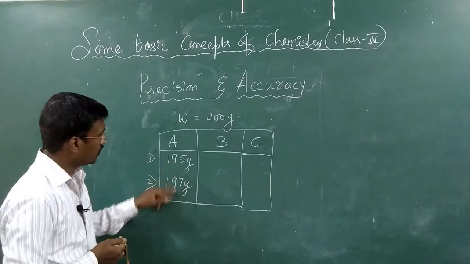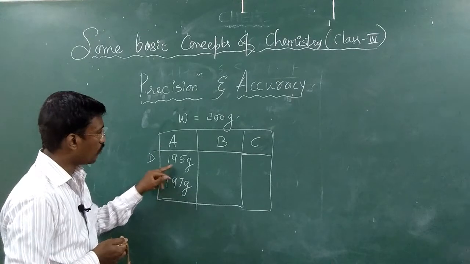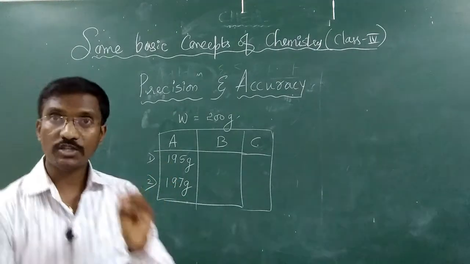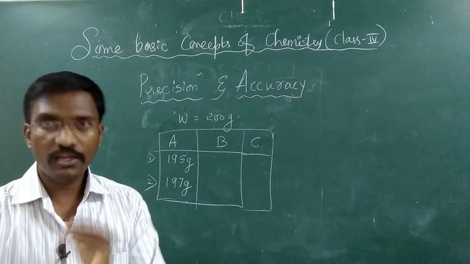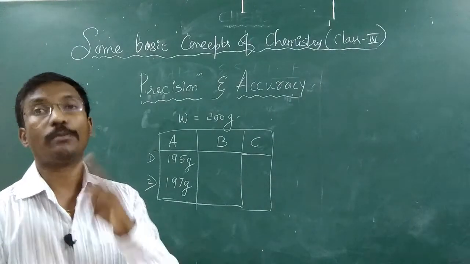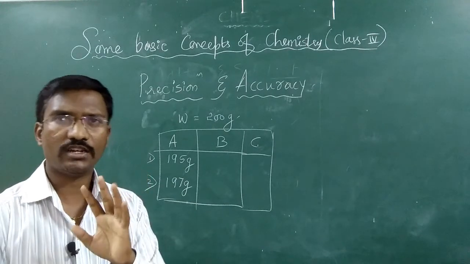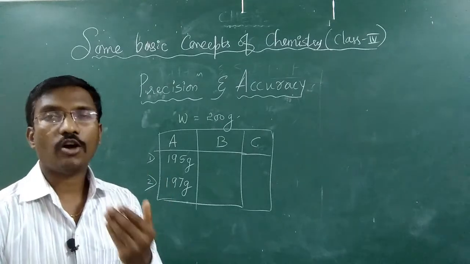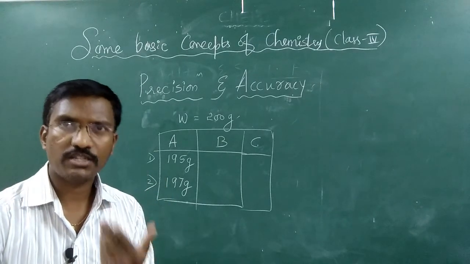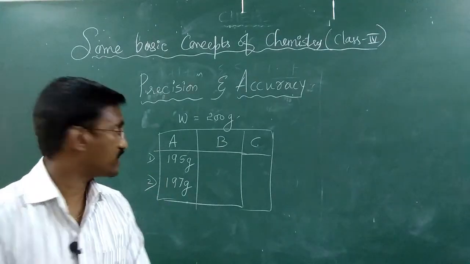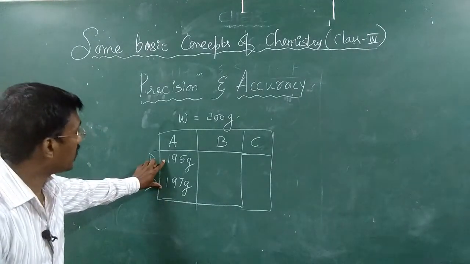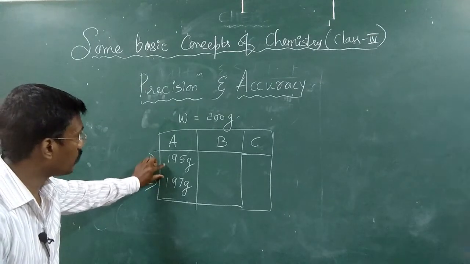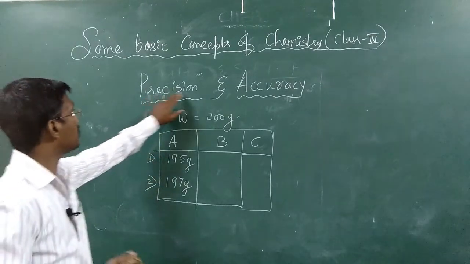Can you see here? The person A gets 195 and 197. These two values are near to each other. They are very close to each other. It is not only about weight. You can take any length, or any temperature or measurement, any of the units. If the measured values are near to each other, if the same person measures the values and they are near to each other, then we call that precision.